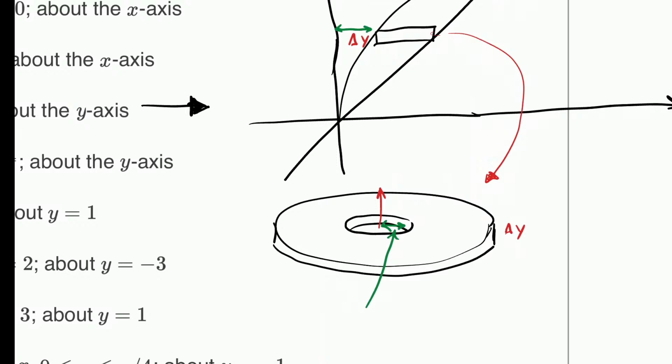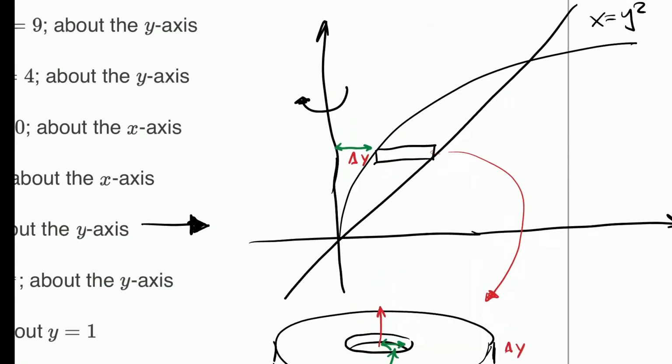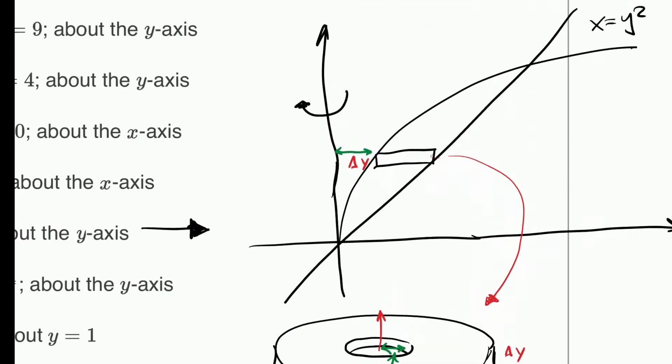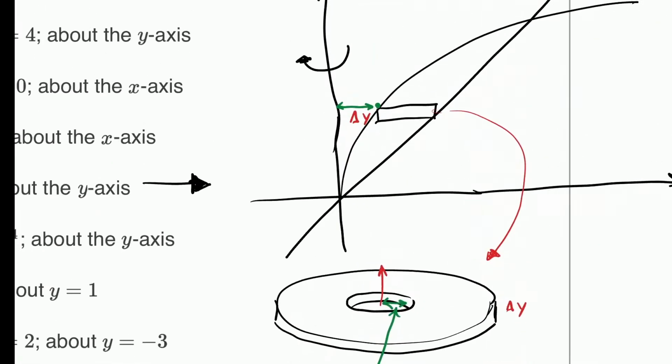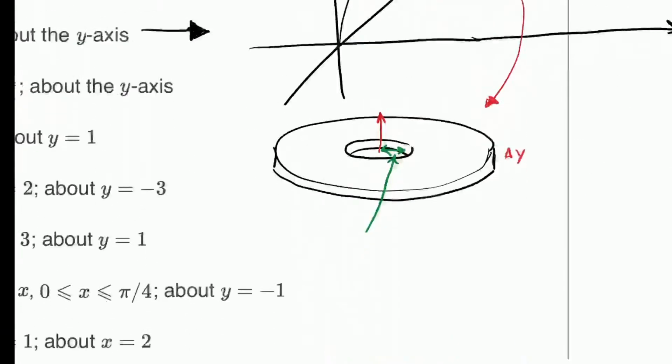I want to know that distance from the y-axis to this curve. Well, that's going to be this curve, which is x equals y squared. Technically, this distance is x, but because I'm doing everything in terms of y, I need to write this as y squared. Whatever y is, we're going to square it, and that's going to be the size of the hole. Now let's do the outside.